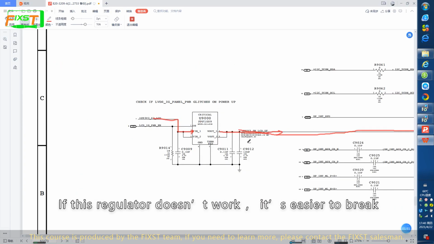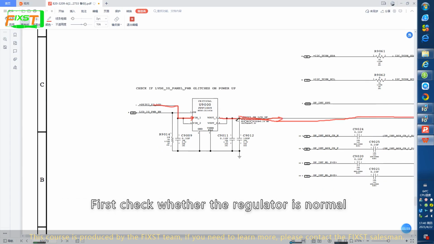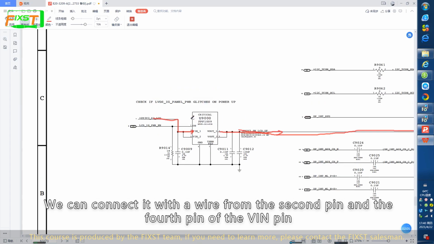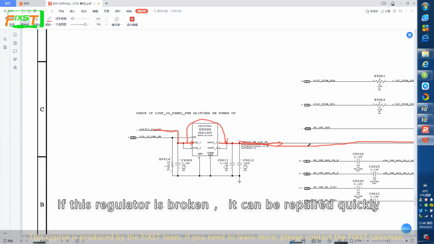If this regulator doesn't work, it's easier to break. When you're repairing the machine, if there is no image on your screen, first check whether the regulator is normal. This voltage stabilizer can be repaired without changing. We can connect it with a wire from the second pin and the fourth pin of the VIN pin. If this regulator is broken, it can be repaired quickly.